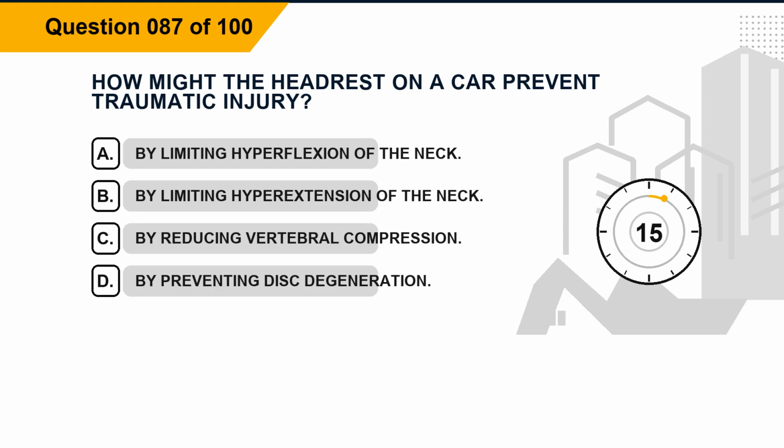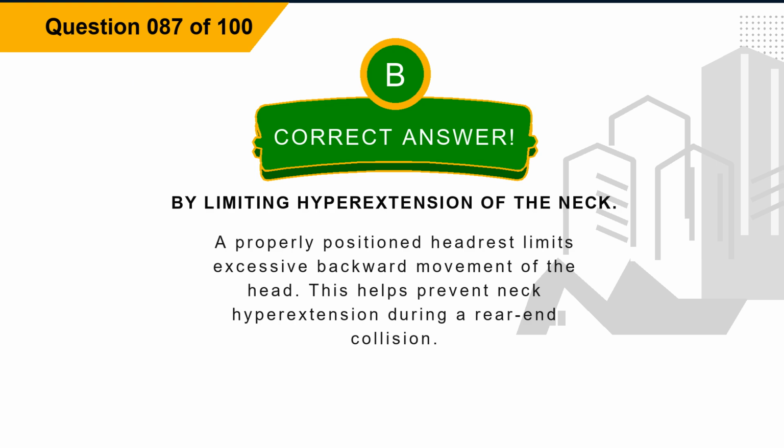Question 87. How might the headrest on a car prevent traumatic injury? Option A, by limiting hyperflexion of the neck. Option B, by limiting hyperextension of the neck. Option C, by reducing vertebral compression. Option D, by preventing disc degeneration. The correct answer is option B, by limiting hyperextension of the neck.